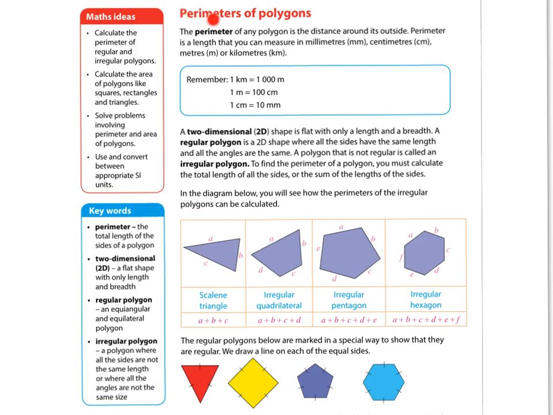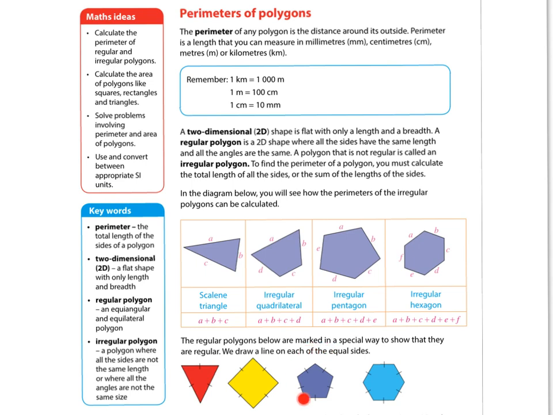Hi guys, today's lesson is on the perimeter of polygons. Last week we learned about the difference between regular polygons and irregular polygons. So these are examples of regular polygons down here. To calculate the perimeter of these shapes, all we need to know is the length of one of their sides, and then you can multiply it by the number of sides it has to calculate the total perimeter.